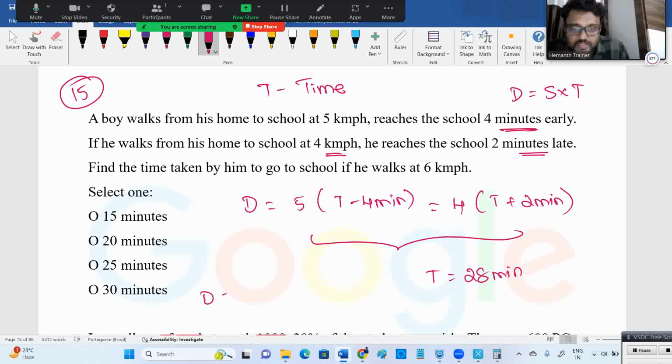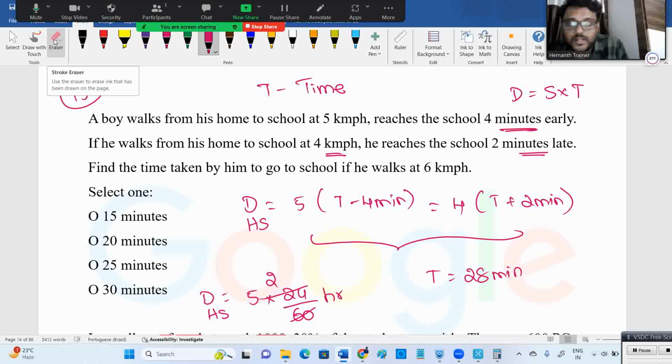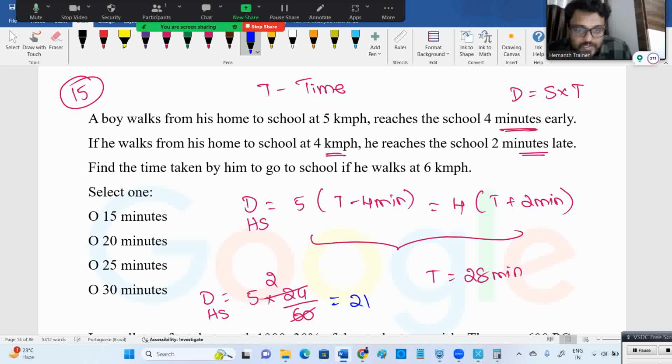Means distance, at 5 kilometers per hour, you substitute 28 here anywhere. You calculate the distance you need to walk from home to school. So what's the distance here: 5 into 5 kilometers per hour into this will give 24 minutes. To convert into hours we are dividing by 60. So this is 120 minutes means 2 hours, 2 kilometers. This is kilometers per hour, I am converting into hours, so because of that I divided by 60. So this is 2 kilometers is the distance.